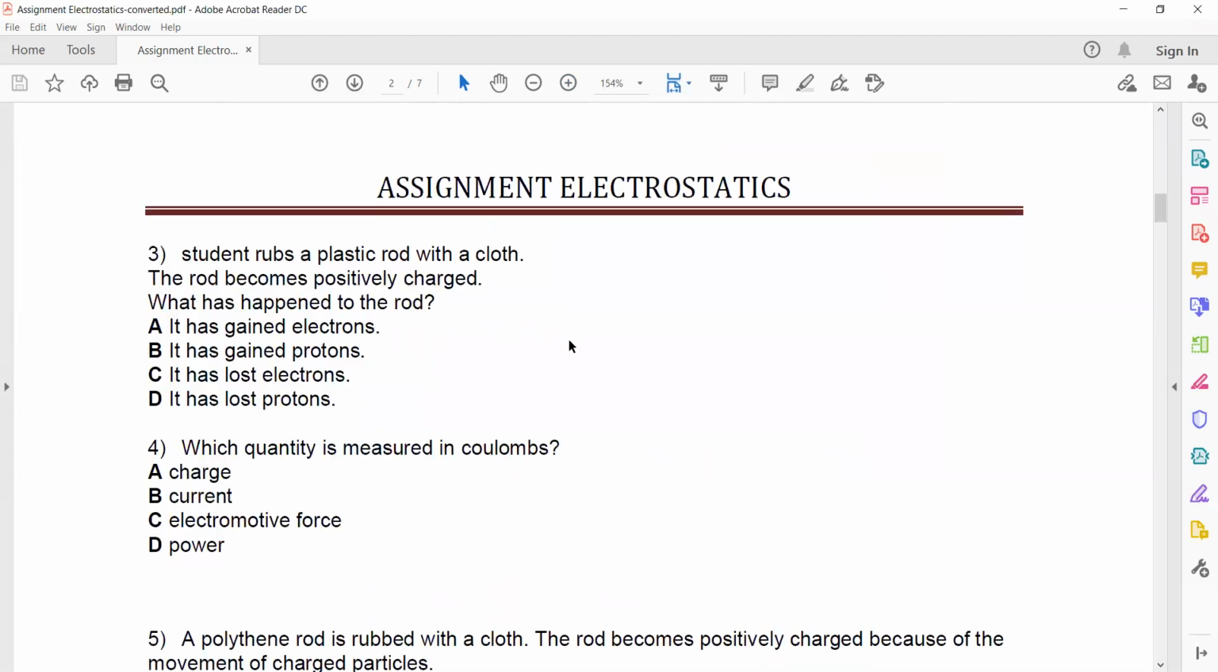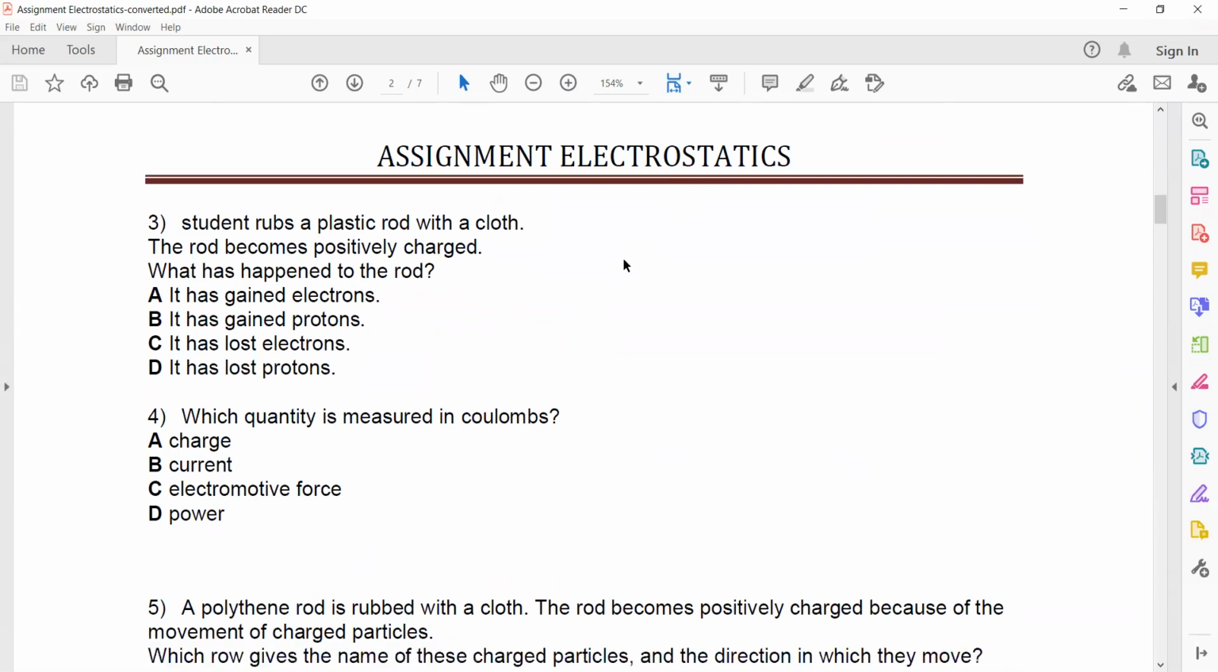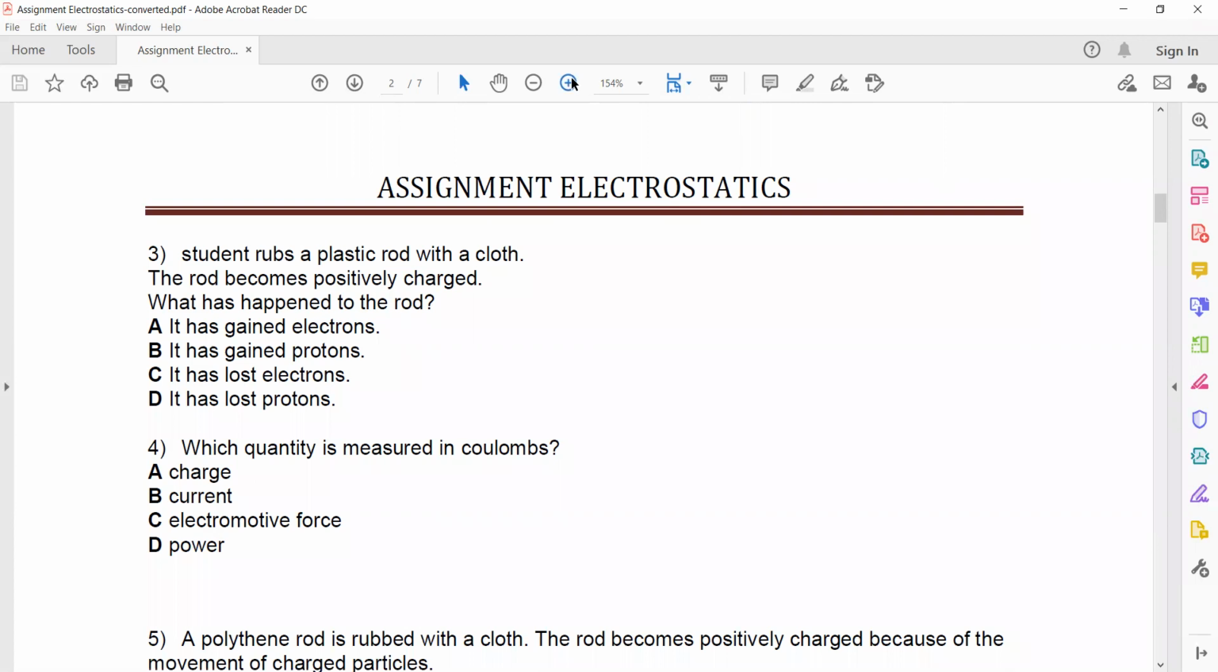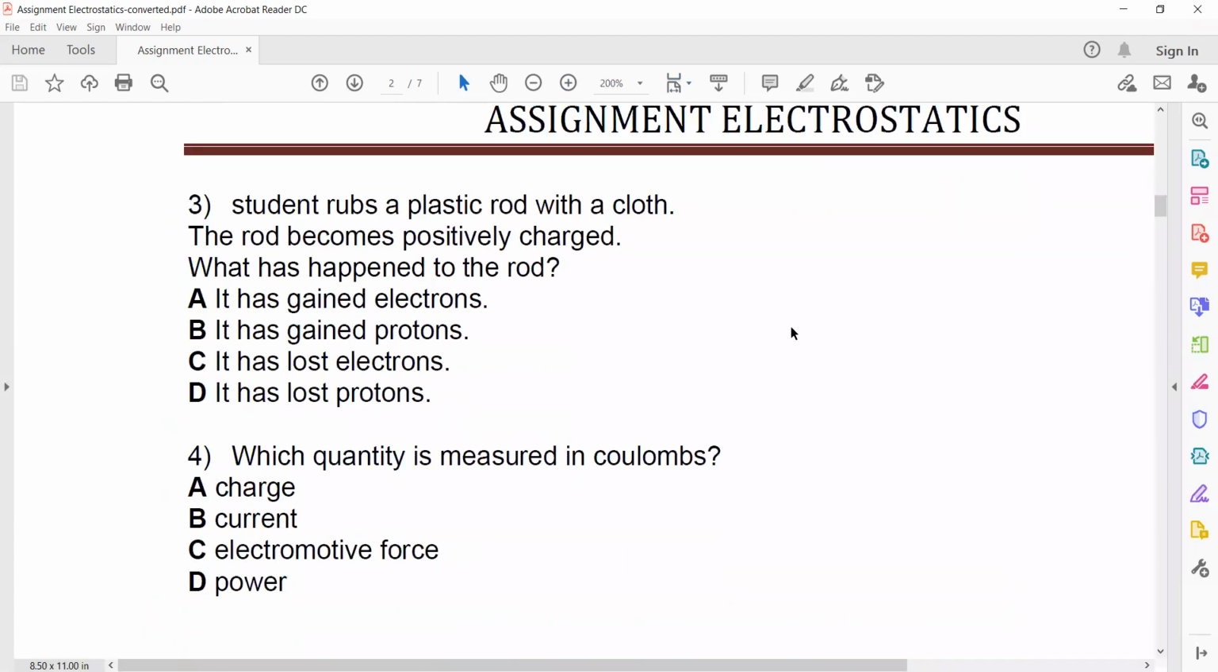A student rubs a plastic rod with a cloth. The rod becomes positively charged. What has happened to the rod? So it becomes positively charged. Why does it become positive? Because it loses electrons. When something loses electrons, it will be positively charged.